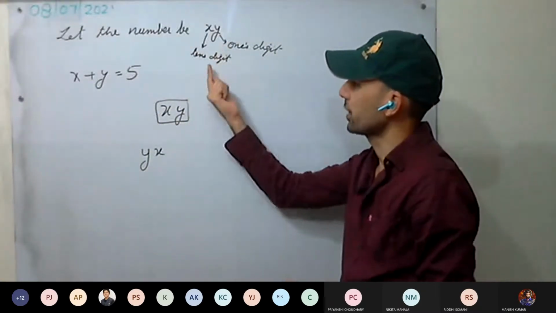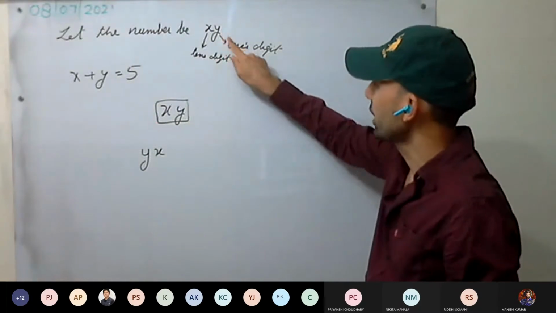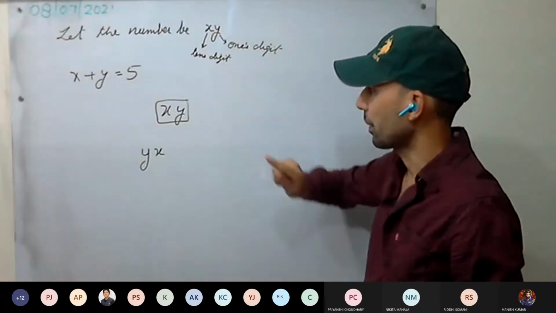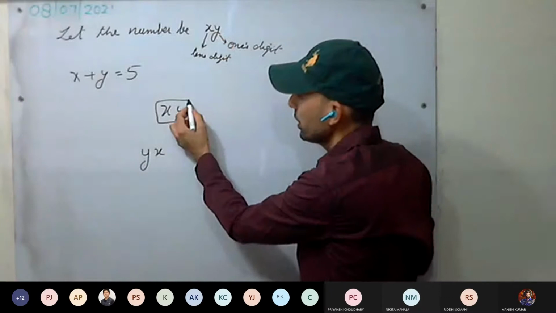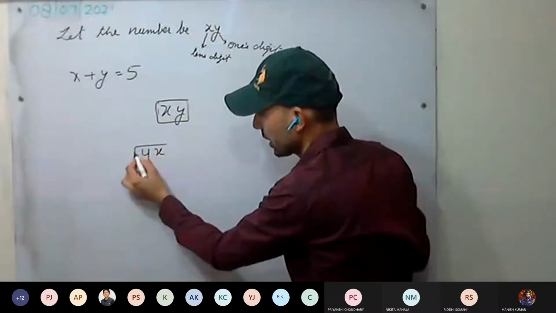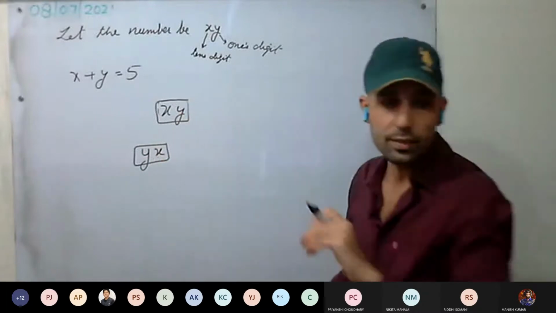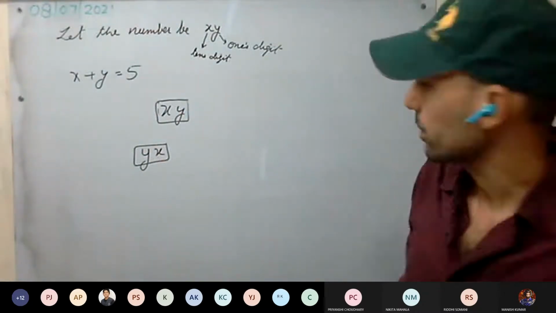Let the number be xy, not x into y. It's a number. y is the ones digit, x is the tens digit. Remember this. So see here what is given: if this number's digits are reversed, after reversing we get this number. The number has reduced by 27.